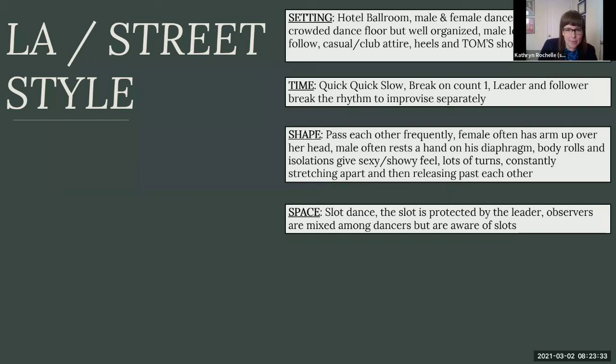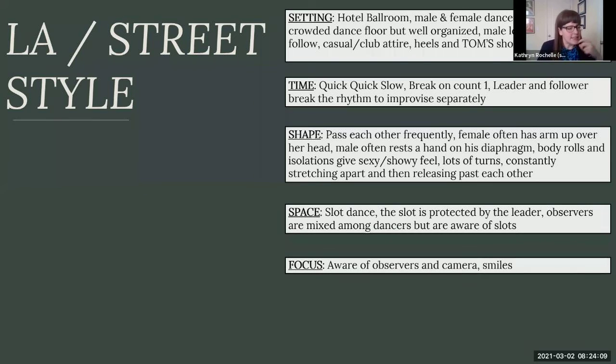Also, at the end of the clip, I'm going to pause it so you can see that the slot is protected by the leader. There's a guy who's walking across the dance floor and he's walking into their dance space, and the leader puts his hand out. He doesn't even really look at him, but he can sense him coming and puts his hand out to stop him from walking into their slot so that the follower can do a bunch of spins. Also in this, we see that observers are mixed among the dancers, but for the most part, they're pretty aware of that slot system.